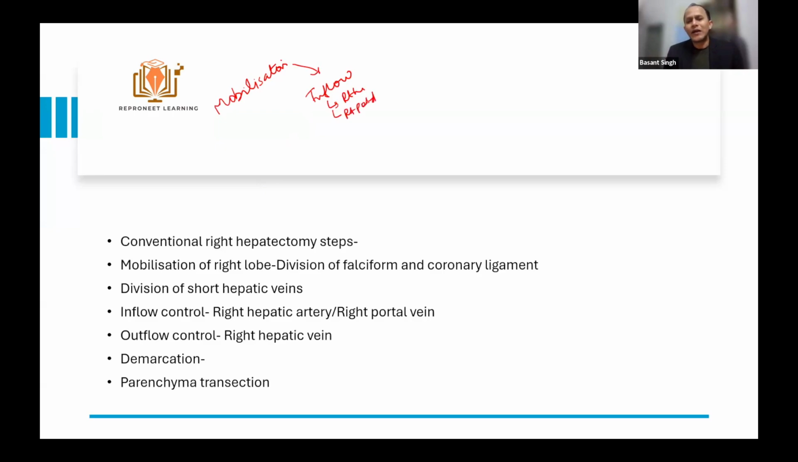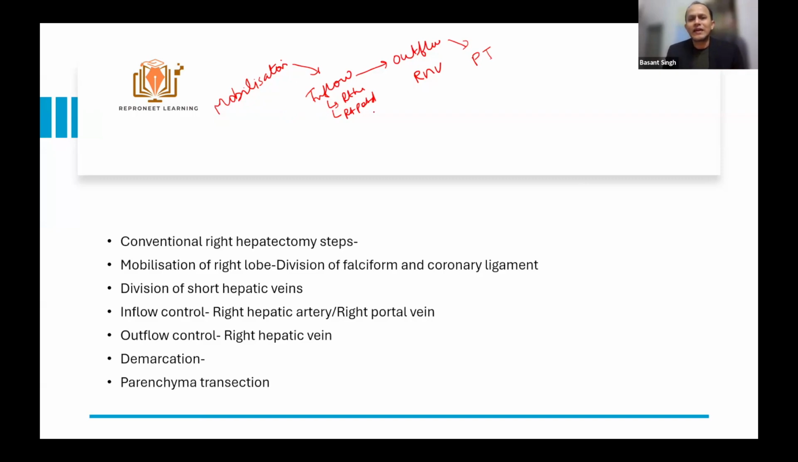Once you have inflow control, the other thing is outflow control. So you control the right hepatic vein as well. Once you mobilize the right lobe from the IVC, you take control of the right hepatic vein. And then you start with parenchymal transection. This is the conventional way of doing any anatomical hepatectomy. So what is the catch here?